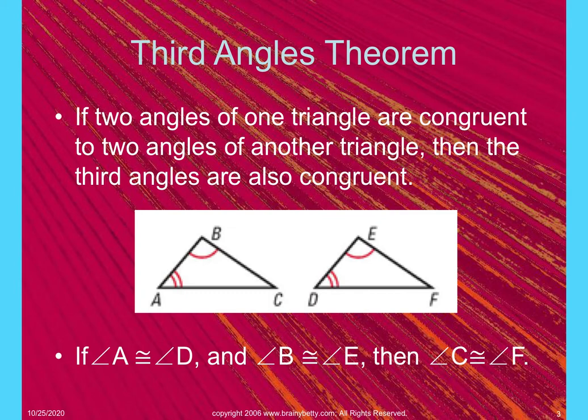What this theorem helps with is that you don't actually need to know any measures of the angles. You just need to know that in pairs they are congruent. So if A and D are congruent and B and E are congruent, then you conclude that C and F are congruent, and the reason is the third angles theorem.